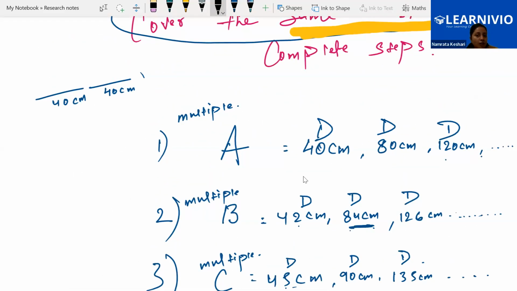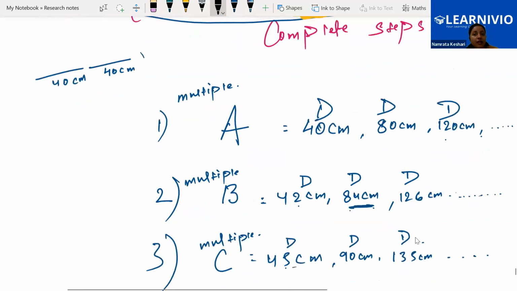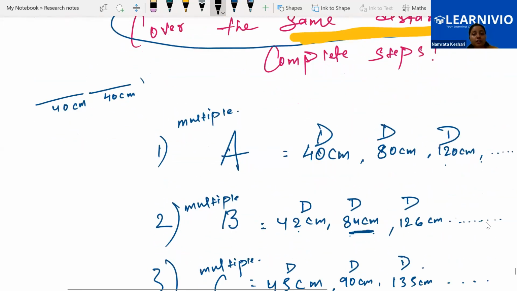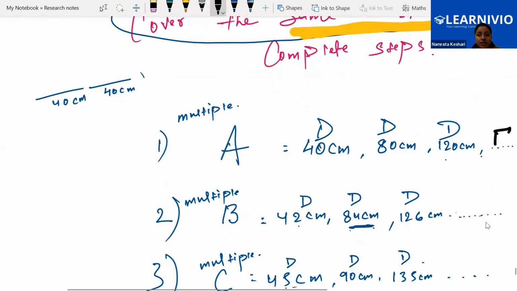This is just for understanding. Like A is taking 40, then 80, then 120, B is taking 42, then 84, then 126, C is taking like that. Same distance means exactly we need to reach the same number over here, same number over here, same number over here. That's what we are looking for. And we realize that while writing all the distances, we are writing nothing but just the multiples. Multiples mean table.